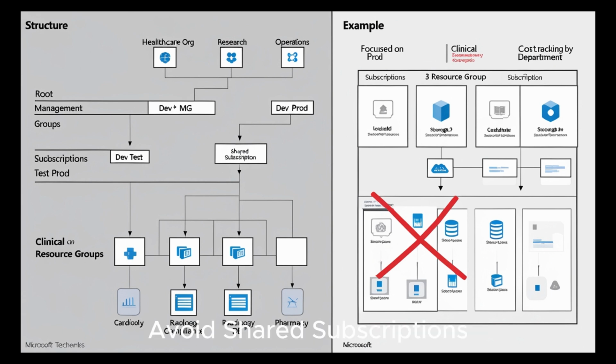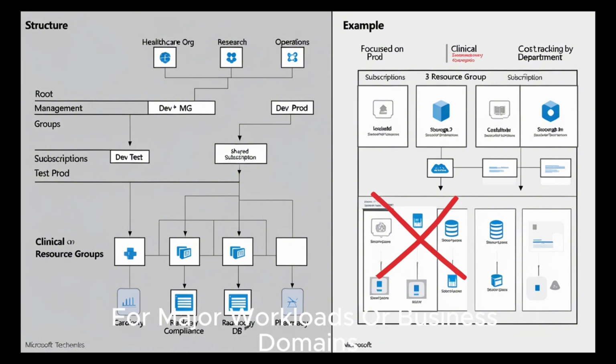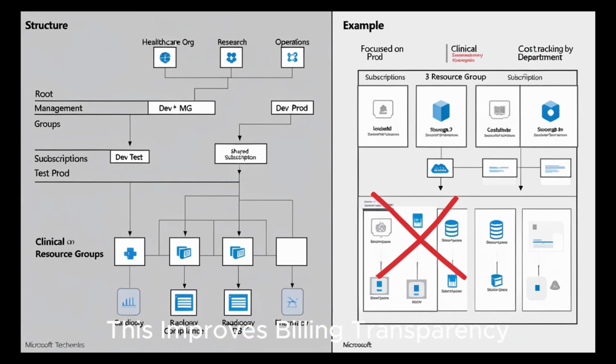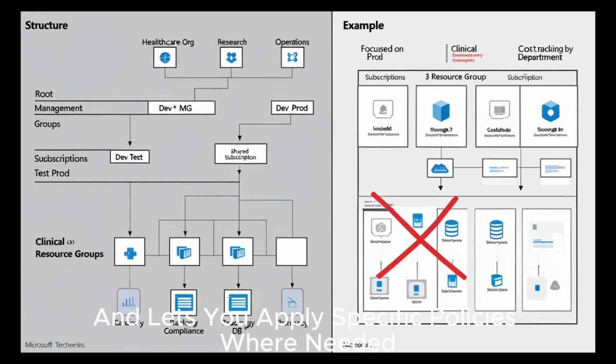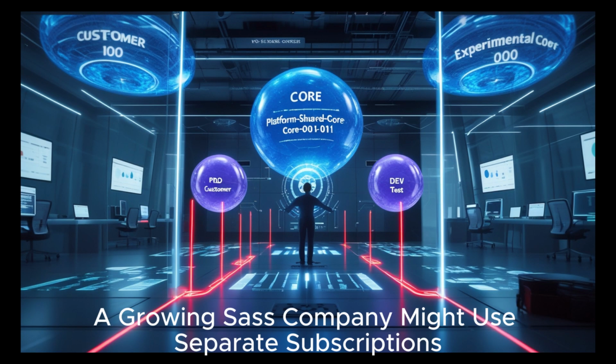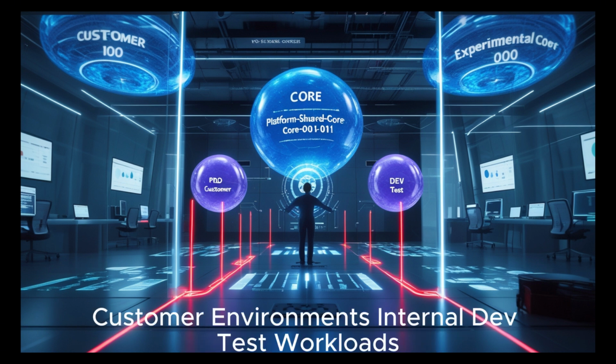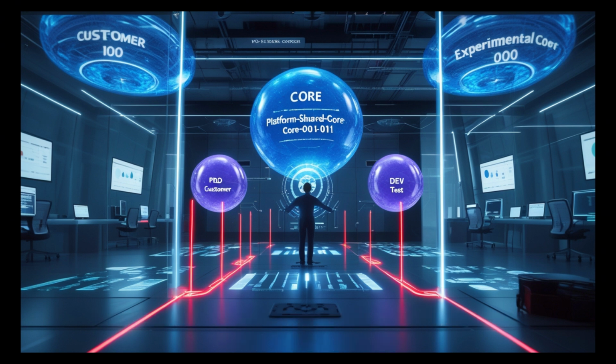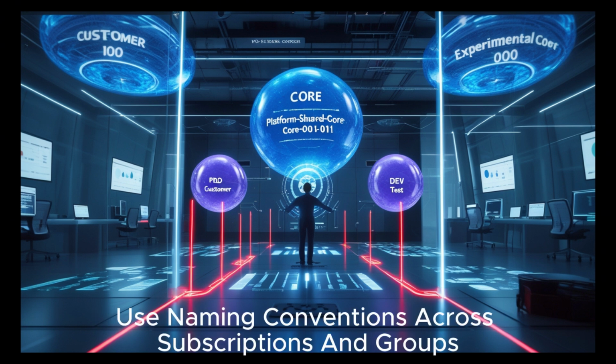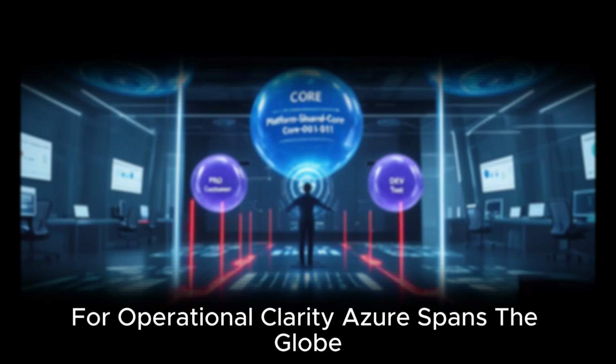Avoid shared subscriptions unless you have a compelling reason. Instead, create dedicated subscriptions for major workloads or business domains. This improves billing transparency, simplifies access control, and lets you apply specific policies where needed. A growing SaaS company might use separate subscriptions for core platform services, customer environments, and internal dev test workloads. Use naming conventions across subscriptions and groups for operational clarity.